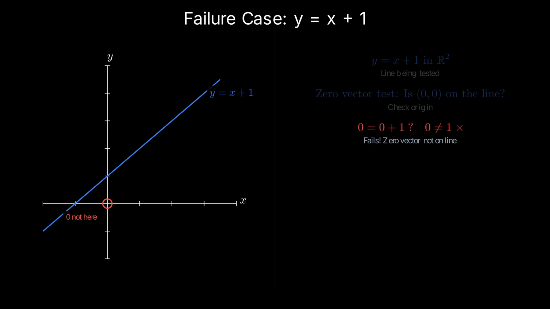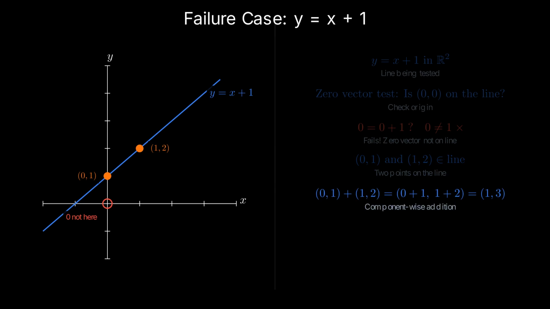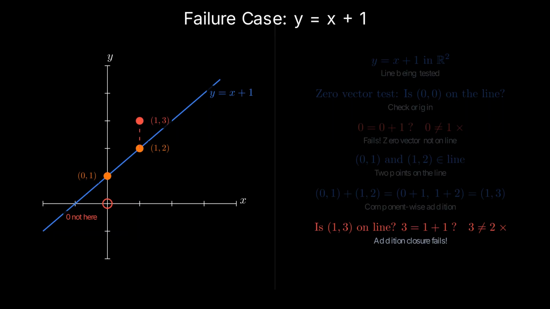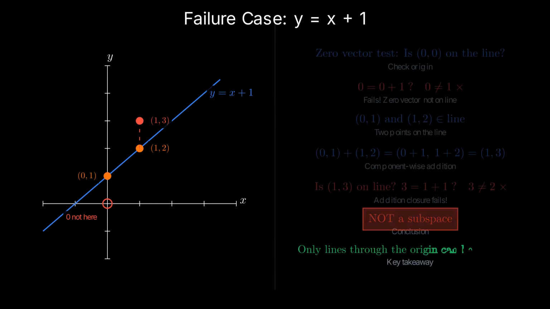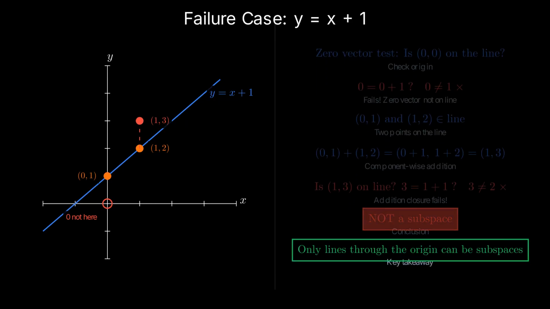But let's also check closure under addition to see another failure. Take 2 points that are on the line, the point 0, 1, and the point 1, 2. Add them component-wise. 0 plus 1 is 1, and 1 plus 2 is 3. So the sum is the point 1, 3. Is 1, 3 on the line, y equals x plus 1? Check. Does 3 equal 1 plus 1? 3 does not equal 2. So addition fails as well. The key takeaway is that only lines through the origin can be subspaces.